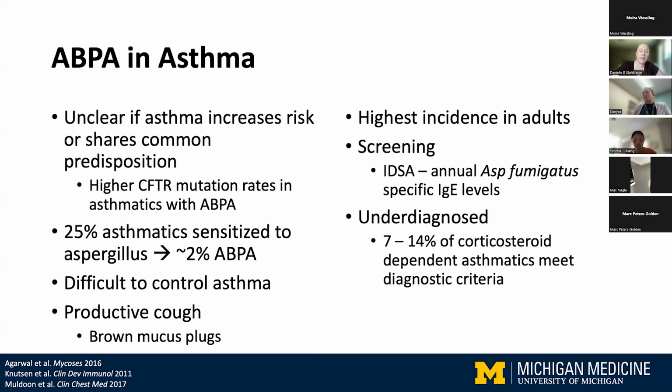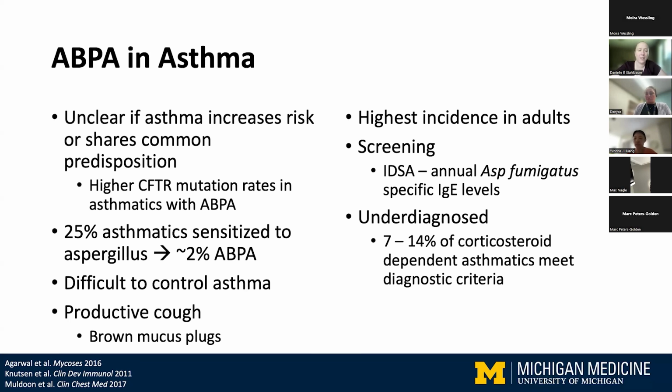About 25% of asthmatics are sensitized to Aspergillus. About 2% of those actually have ABPA, leading to difficult to control asthma, particularly productive cough with nasty brown mucus plugs. The Infectious Diseases Society of America actually recommends screening with annual Aspergillus fumigatus specific IgE levels in asthmatics every year. This is not something that I actually see in clinical practice.